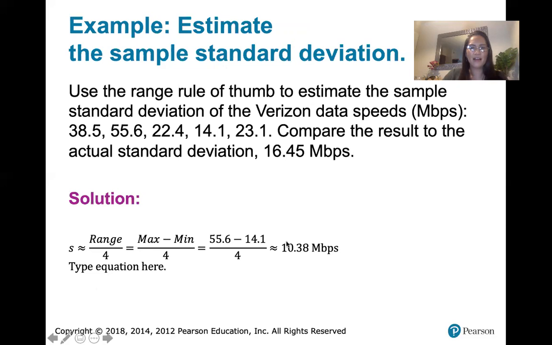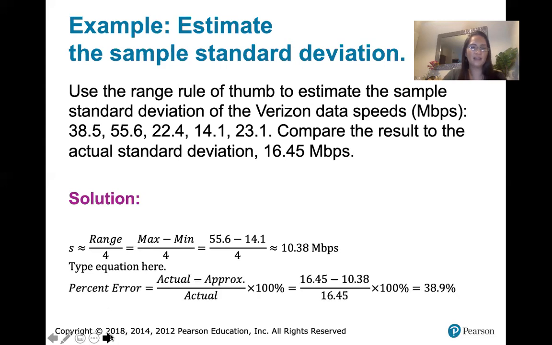So that is our estimate of the sample standard deviation, 10.38. That's very different from that 16.45 megabits per second. Let's see how different it is by computing the percent error.